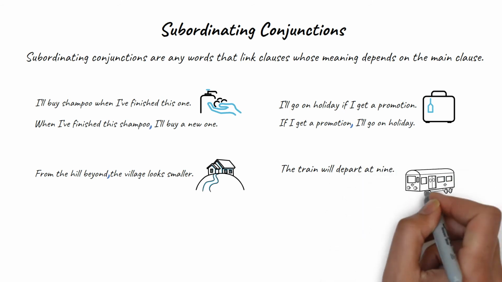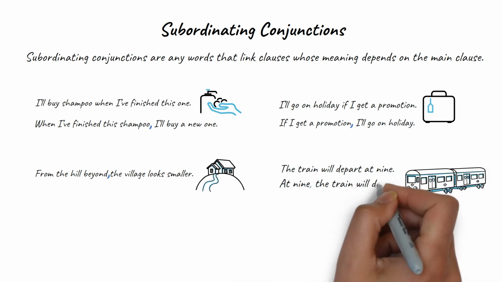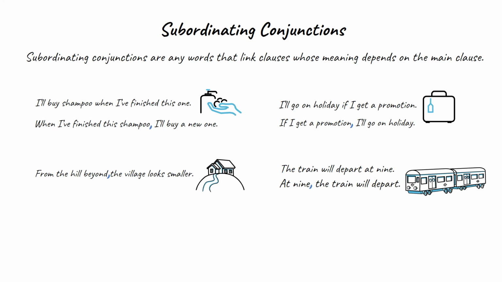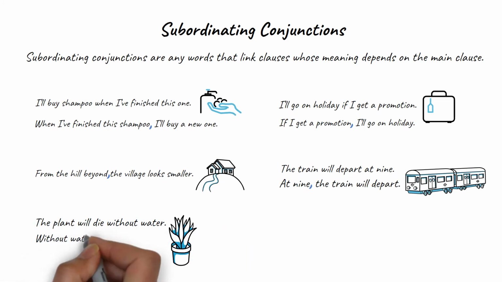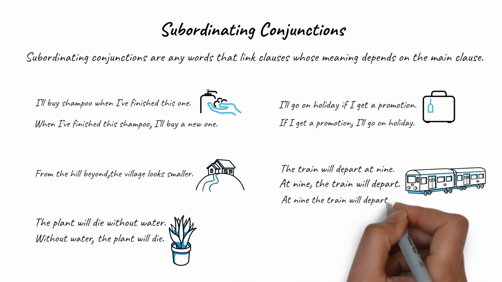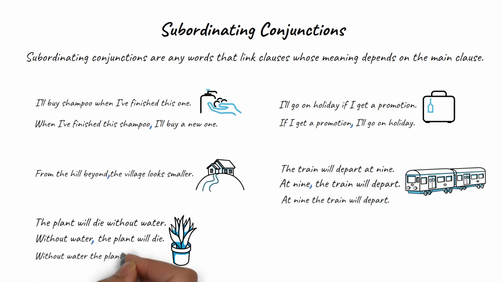The train will depart at 9. At 9, the train will depart. The plant will die without water. Without water, the plant will die. Again, we can write these sentences without a comma. At 9, the train will depart. Without water, the plant will die.